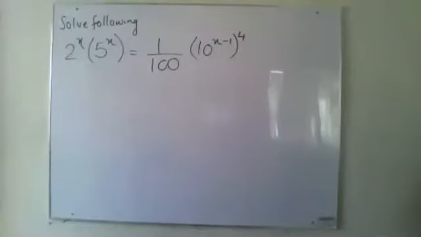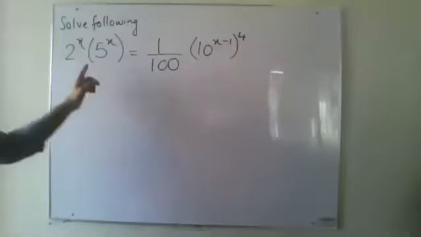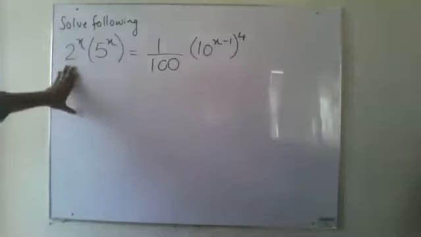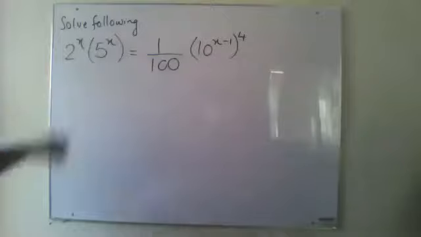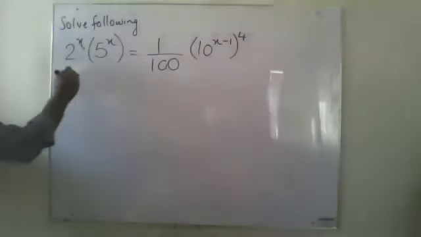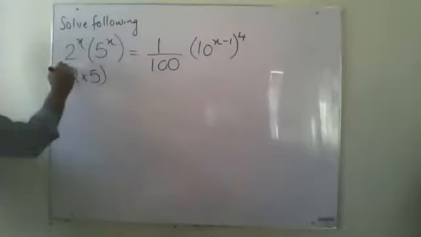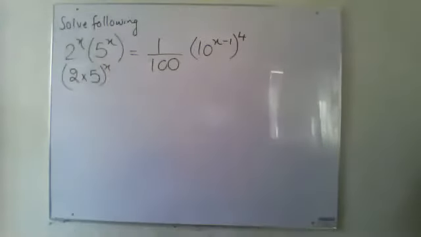Okay, so this is the question we have got. Now the thing is that there are three different numbers on which x is given as a power. So what you can do over here, you can see that if I can simplify these two, they have different bases, but their power is same. So 2 multiplied by 5 whole power x. This thing can be written like this.